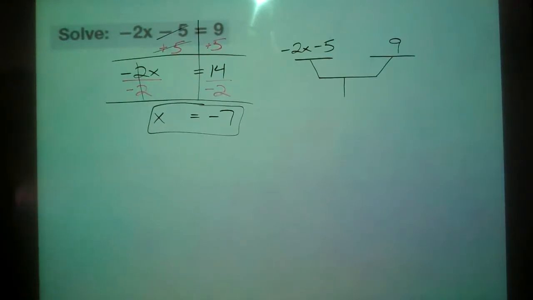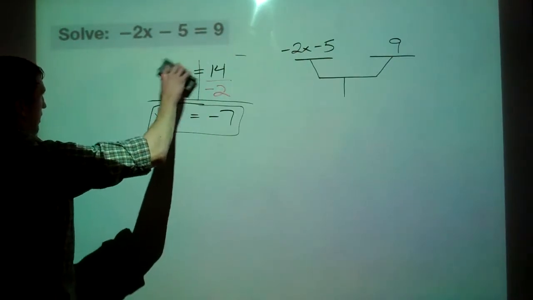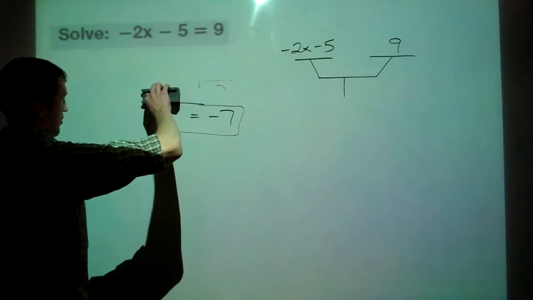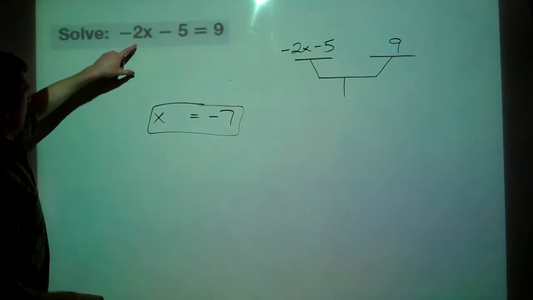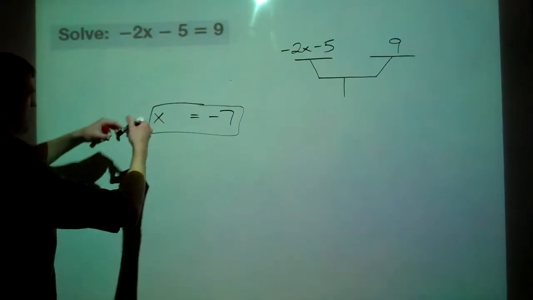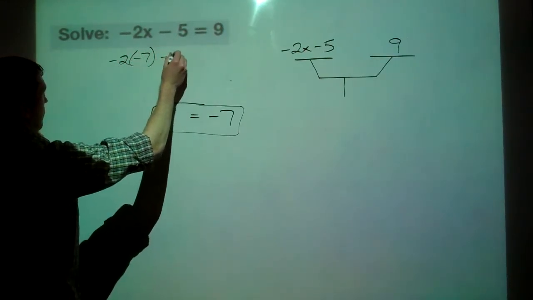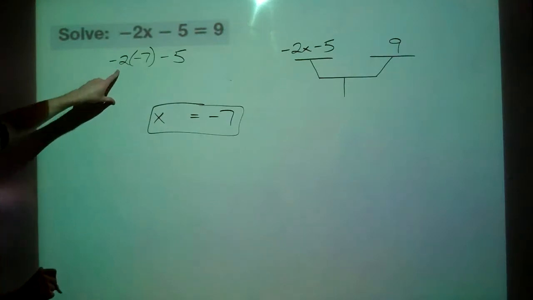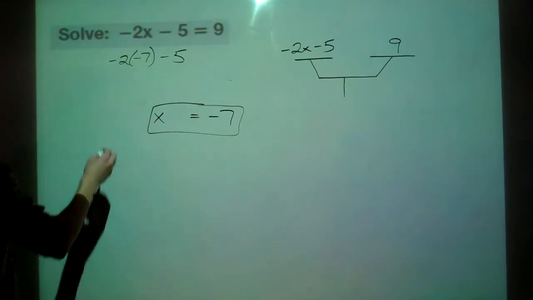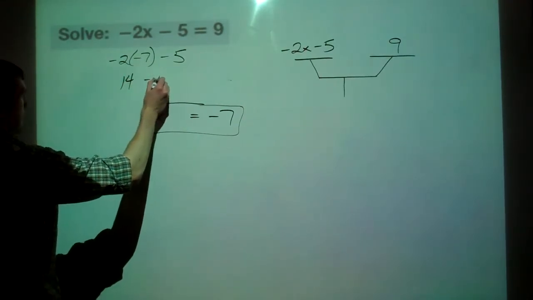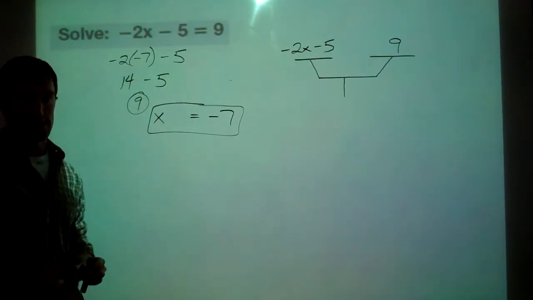Okay? Now, we can actually check this answer, once we get it, by reinserting negative 7 into the original equation. So let's do that, just to see if we got it right. Negative 2 times x, which is, we say is negative 7. So we got negative 2 times negative 7 minus 5. We'll see if we get 9. Negative 2 times negative 7 is a positive 14. Two negatives together multiplied gives us a positive. 14 minus 5 is 9. So we know we got the right answer. X equals negative 7.